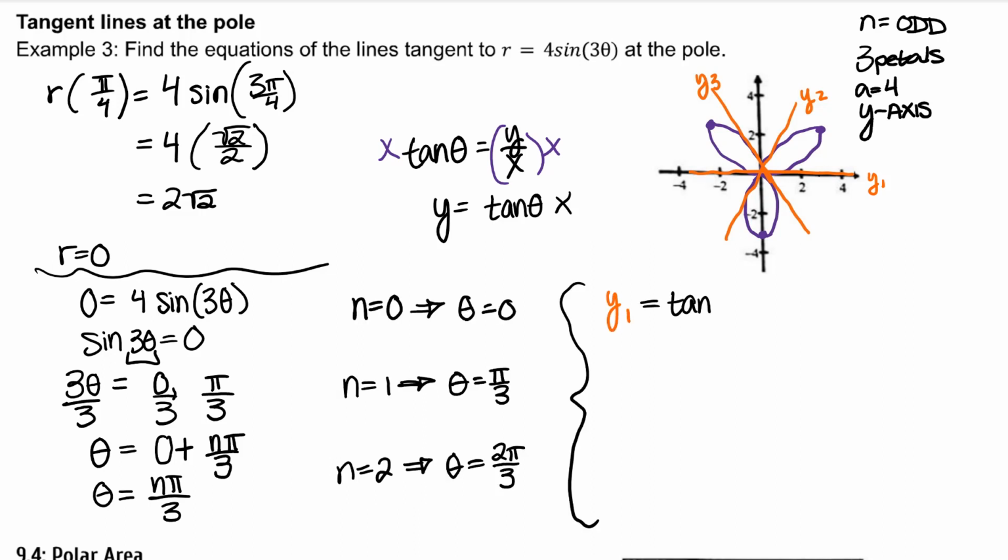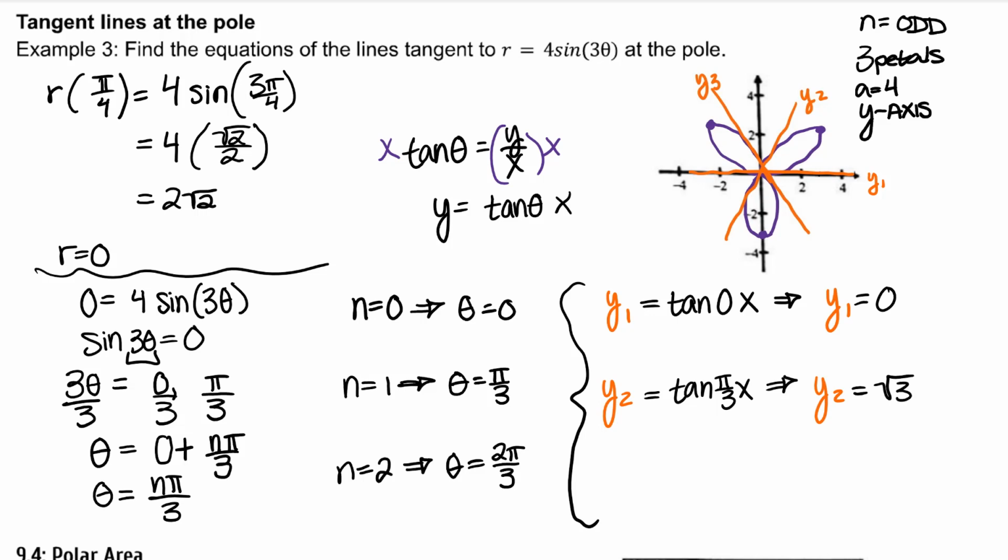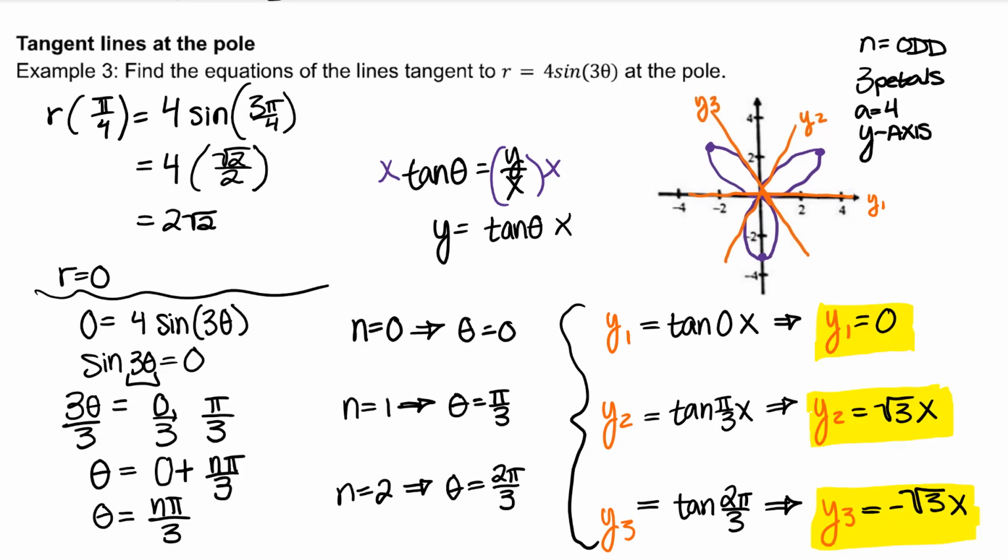I'm going to plug in 0, and that is 0, our first equation of the tangent line. We will plug in pi thirds, making the slope of y2 root 3. Visually, this does make sense. And here are the tangent lines at the pole.